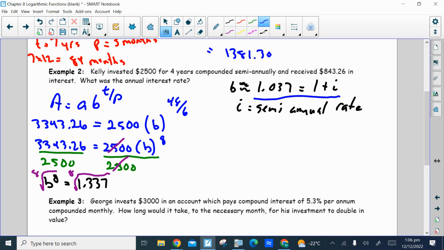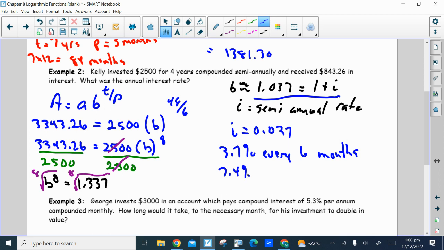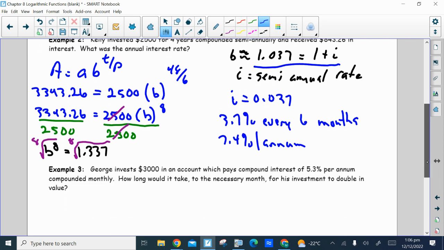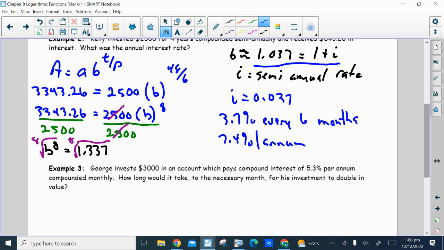Okay, I'm looking at this right here. To get I by itself, you would subtract the 1 from both sides, which would leave you with 0.037. So that is 3.7% every 6 months. The question wants to know what the annual interest rate, though, is. So you'd multiply that by 2. So it'll be 7.4% per annum. There's the answer to the question. Okay?